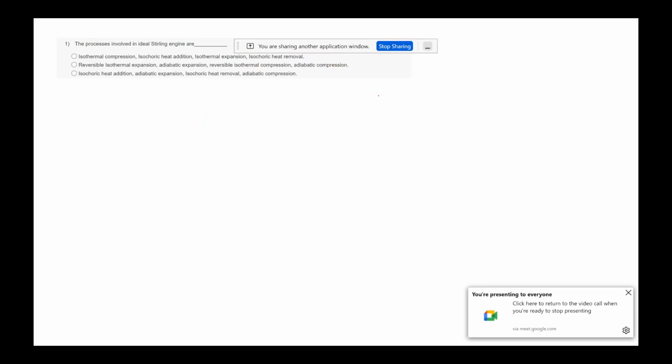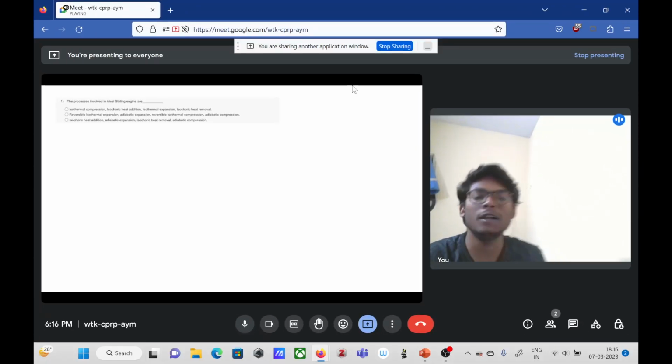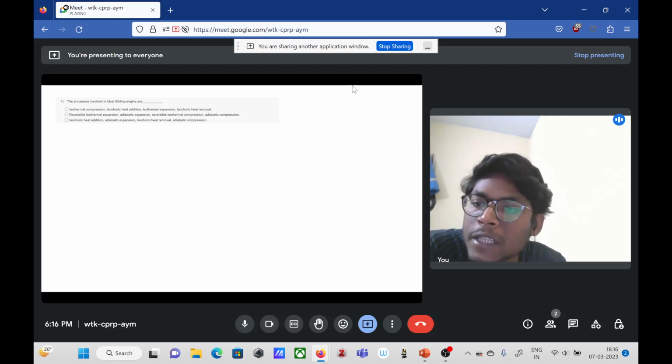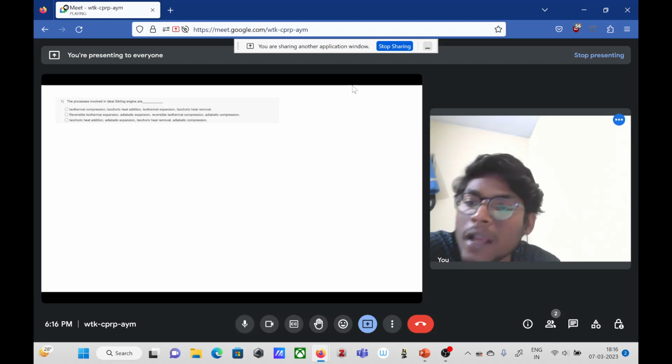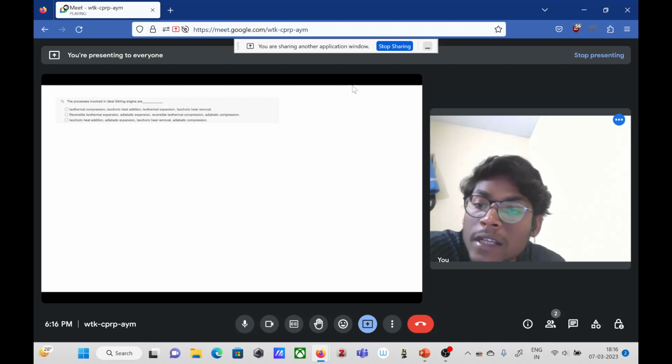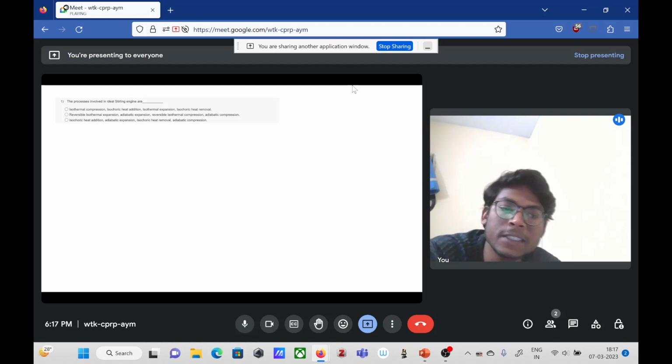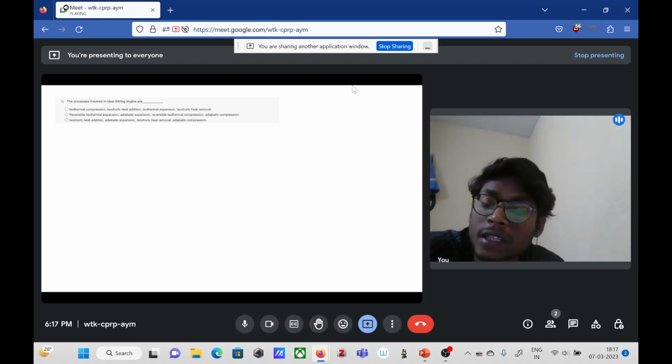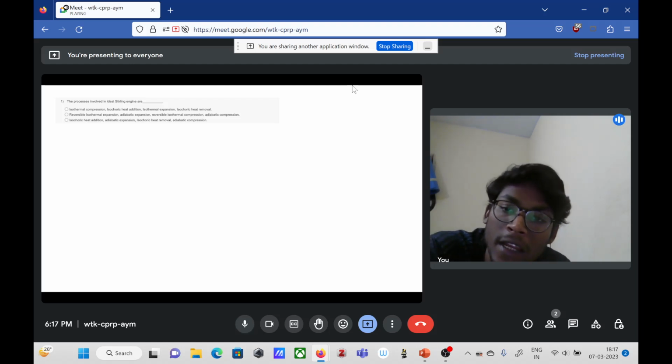The first question says: the processes involved in an ideal Stirling engine are, first option, isothermal compression, isochoric heat addition, isothermal expansion, isochoric heat removal. Okay, that sounds good. The second option is irreversible isothermal expansion, adiabatic expansion, reversible isothermal compression, adiabatic compression. The third option says isochoric heat addition, adiabatic expansion, isochoric heat removal, and adiabatic compression.